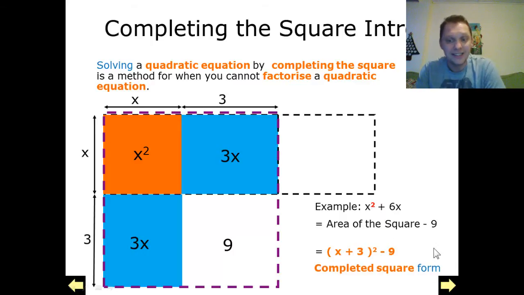So in completed square form, we've got x plus 3 squared, because that's exactly what we've got here, x plus 3 for our length here, x plus 3 for our length here, minus the 9, because of course our original shape was going straight across here as a rectangle, and this needs to be taken away from the end answer.